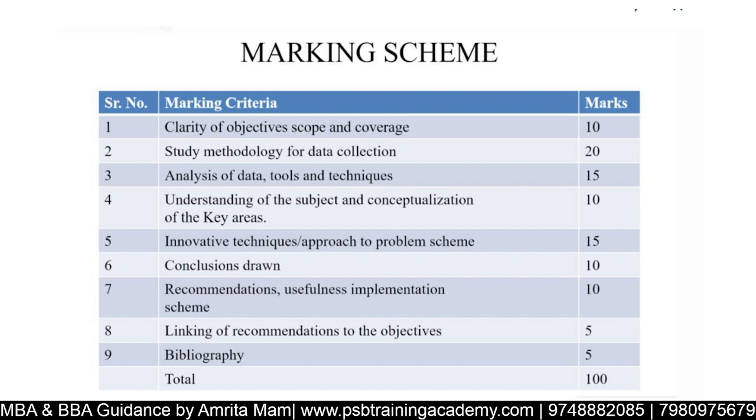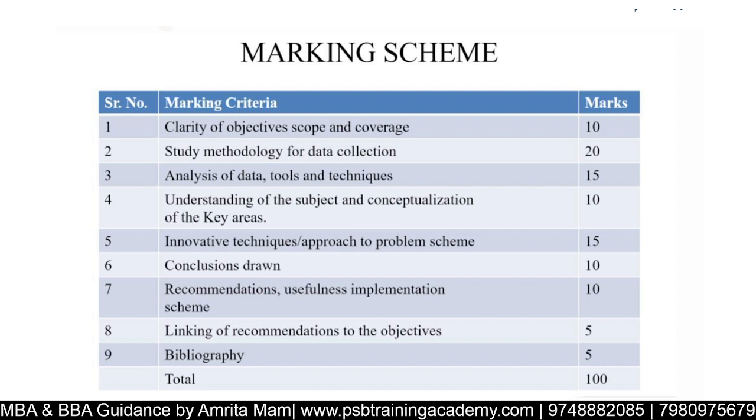First is clarity of objective, scope and coverage: 10 marks. It is important that you understand these things, because you will get the marks accordingly. If you write your objectives very clearly, you can expect something around 7 or 8 out of 10. If it is not clear, then definitely the marks are not going to be very good.